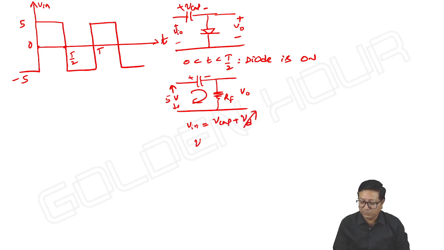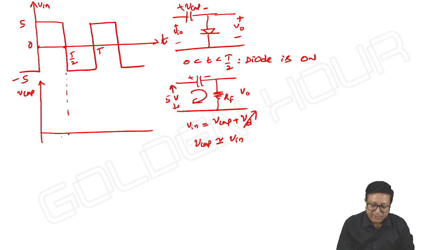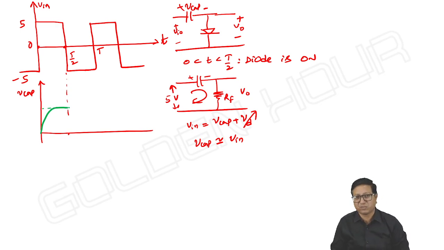Neglecting Vd, V capacitor is almost equal to V input. Or strictly speaking, the capacitor will rapidly charge towards, not abruptly. Input has an abrupt rise, but the capacitor will rapidly charge towards the input voltage. So if you take V capacitor, the capacitor will rapidly charge towards input voltage, like this. It's like some kind of step response. If you apply a step signal to a low pass filter, what happens? The capacitor will rapidly charge.